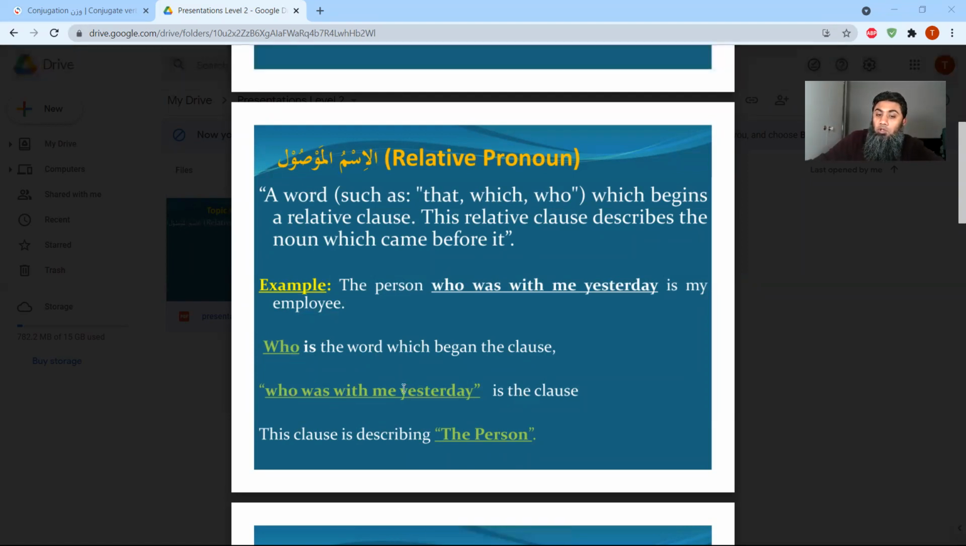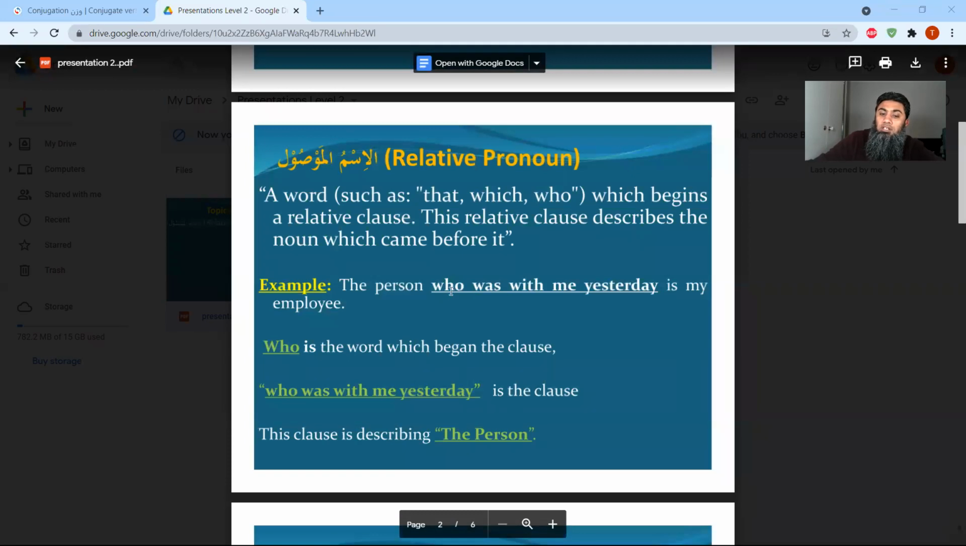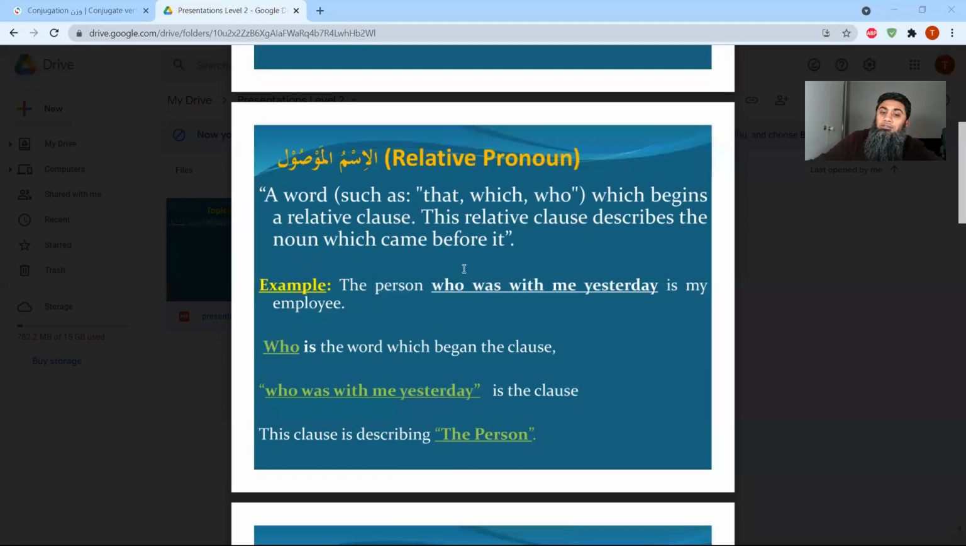And this relative clause is describing the one who came before it. Who came before it? This person. So the person is being described by this clause. This clause is called relative clause, and the word which began this clause is called ismul mawsul. Now, your question about this point. Okay, no question. Let's move on.